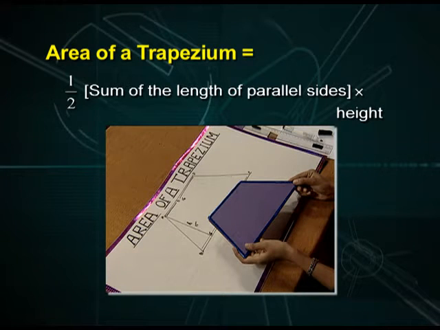This verifies that the area of a trapezium is half the sum of the lengths of the parallel sides into height. Thank you.